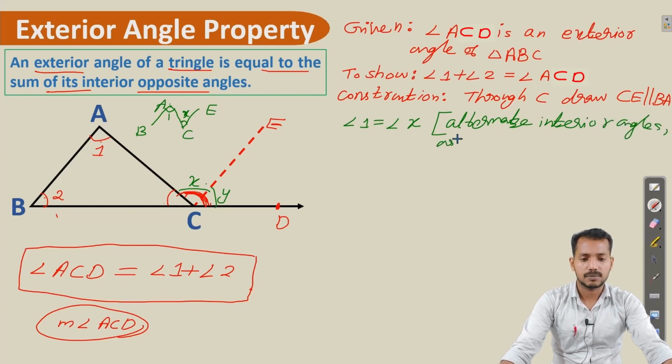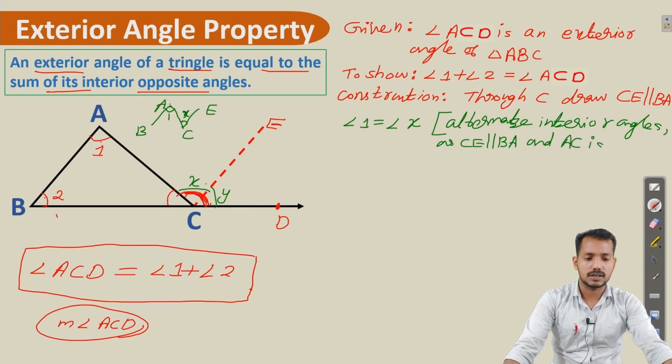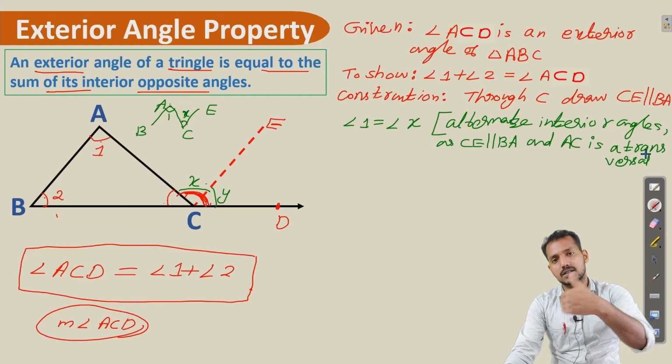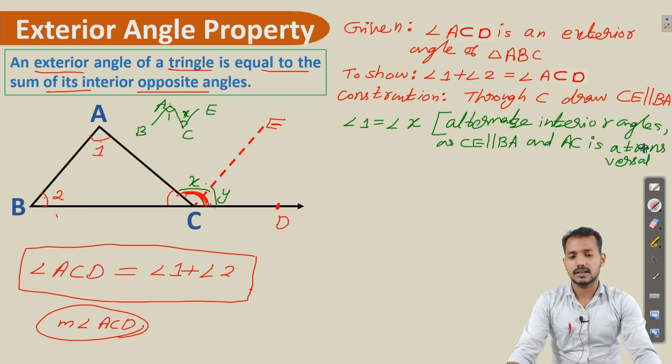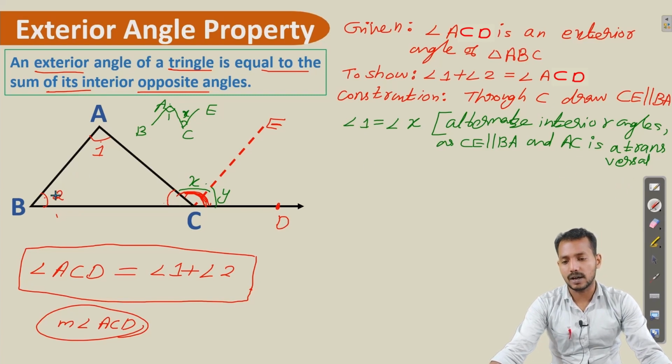As CE is parallel to BA and AC is a transversal. The concept we discussed in the last chapter, related to lines and angles, is very important. Now what about angle 2 and angle Y?